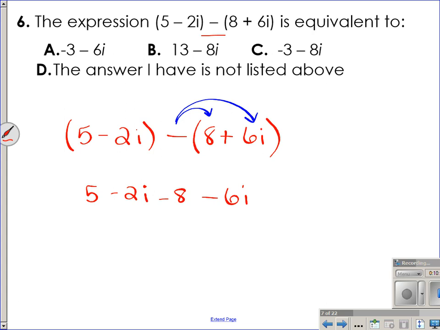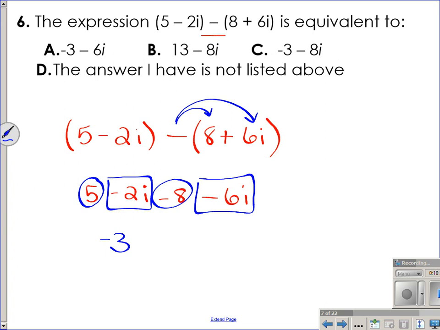So now I can combine like terms. So 5 matches up with negative 8. 5 minus 8 is negative 3. Negative 2i minus 6i. Negative 2 minus 6 is negative 8i. And that matches up with option C.